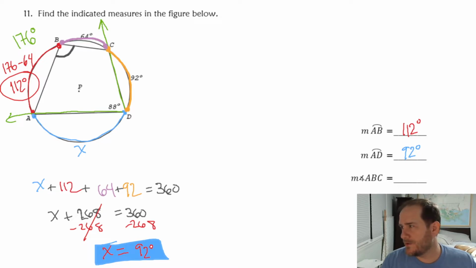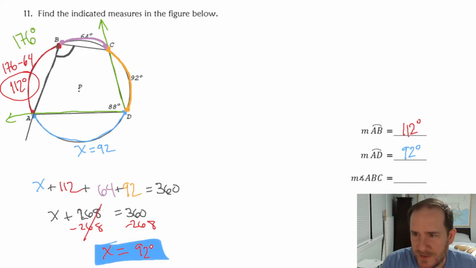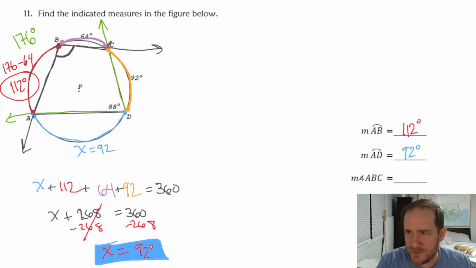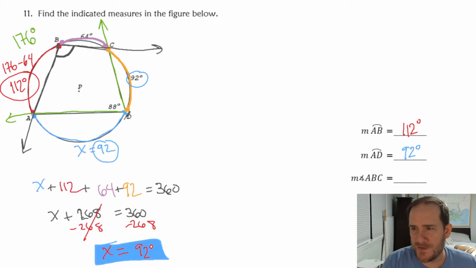And now that we know that blue guy is 92, we should be able to see that the angle they're asking us to find, this guy, well, that inscribed angle cuts this big major arc that's formed from the blue and the orange together. Those are both 92. So that's a big coincidence. Nobody would have looked at this and thought that those had to be congruent. It's a coincidence that they both came out to 92.